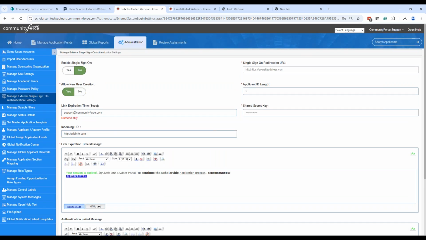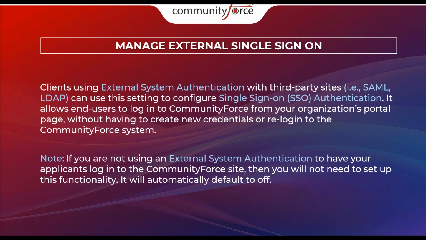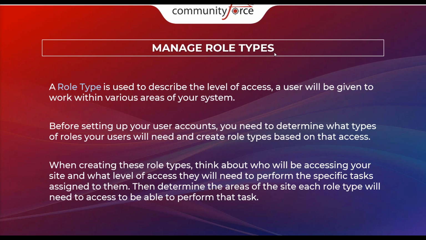So that is the Manage External Single Sign-On Authentication settings. The next thing we want to talk about is role types and how to manage your role types. A role type is used to describe the access that a user has to be able to work in various areas of your system. Key ones are admin, applicant, and reviewer. Those are the three different accesses we have to our site. Depending on their role type, that's what it gives them access to. So before setting up your user accounts, that's what you want to think about.